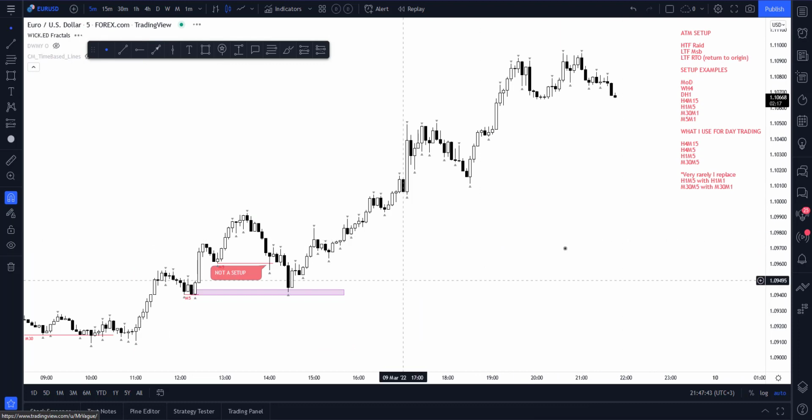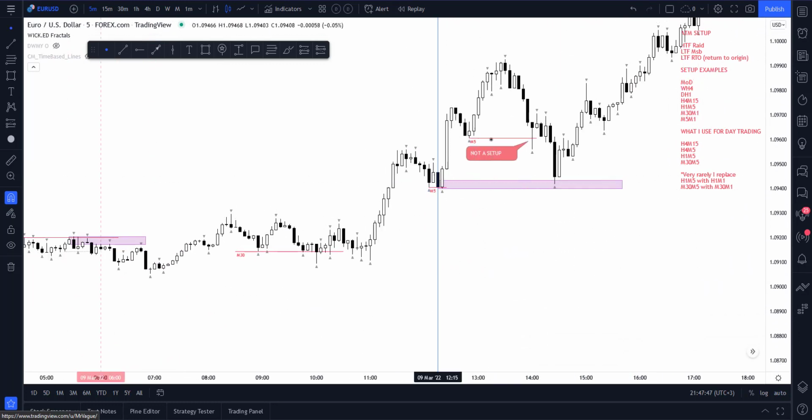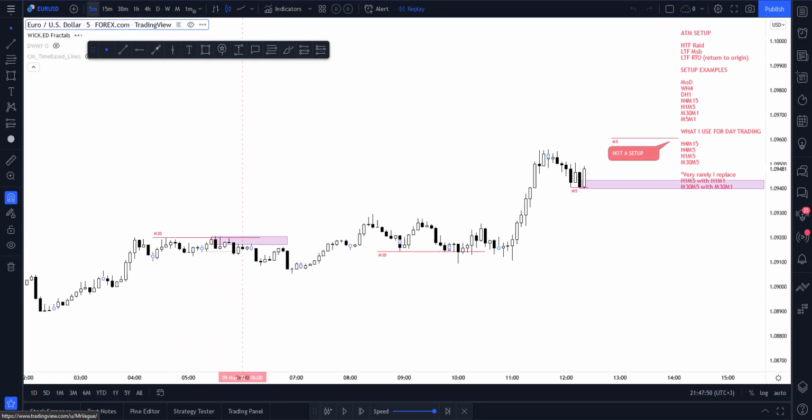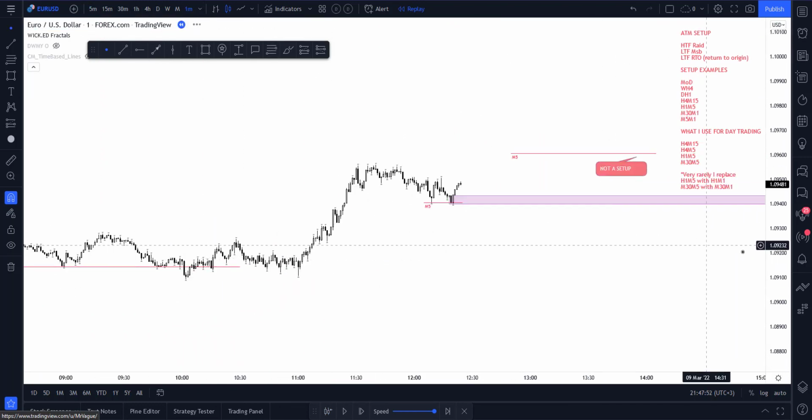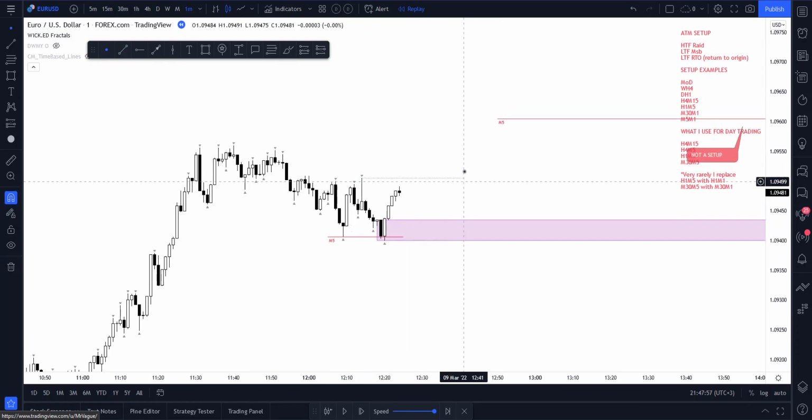And let's say you have a 5-minute rate right there. You will go for the 1-minute market structure break and 1-minute RTO. We have a 5-minute rate here. We have this market structure break which led to this swing.